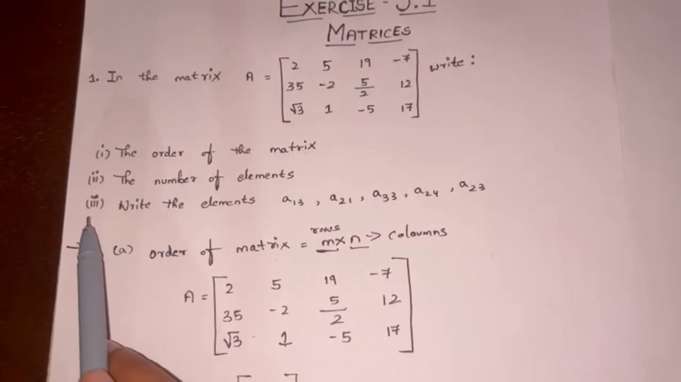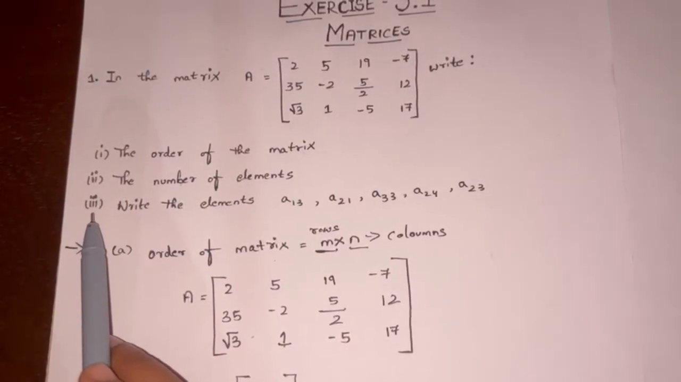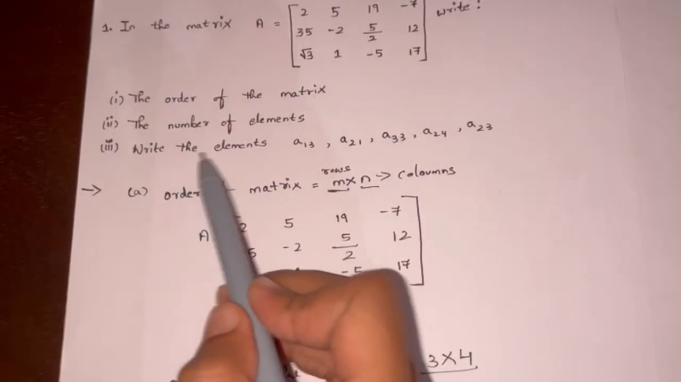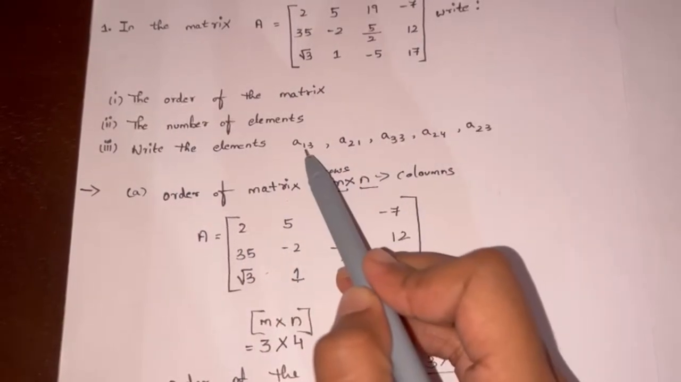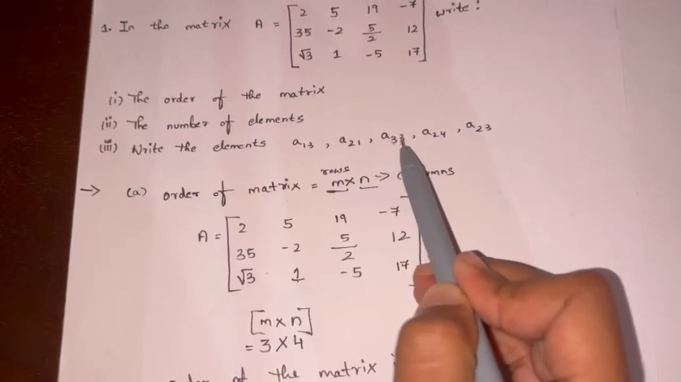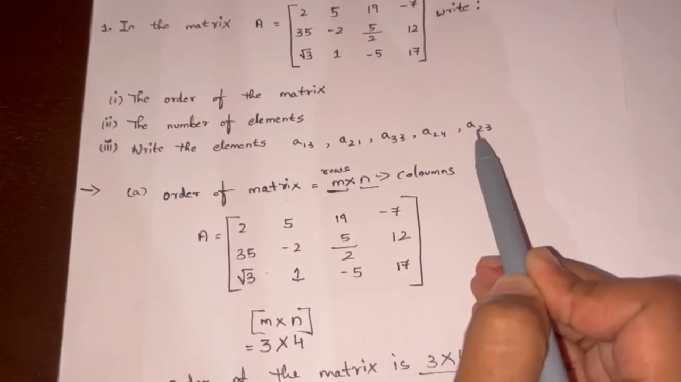Then moving on to our third and last subdivision question, which is to find the elements A13, A21, A33, A24 and A23.